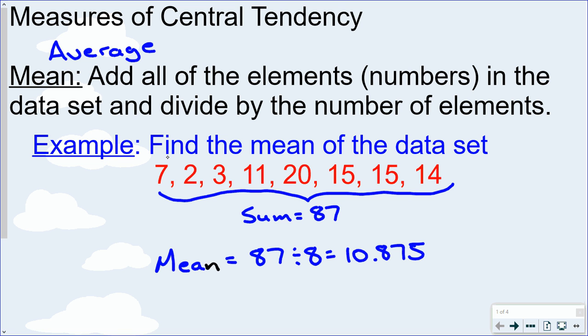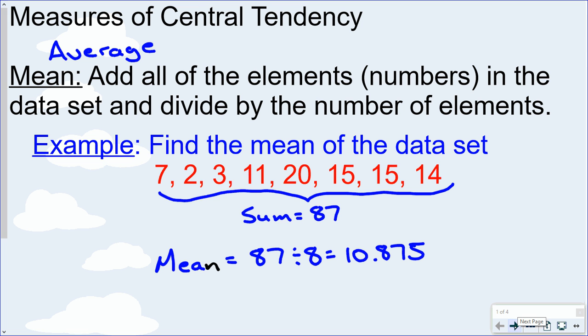Now, one thing I'll mention about the mean while we're here is if you have really large or really small values in your data, so let's say we had this data set, and then we had one number that was 1,000. That number is called an outlier. It's a number that's much larger or much smaller than the rest of the numbers in the data set. When you calculate the mean, that will have a big impact on your answer. So if you can imagine this being 1,087 divided by 9, we'd have a much larger value. And so the mean is really not a good thing to use when you have outliers, when you have values that don't follow the rest of your data.